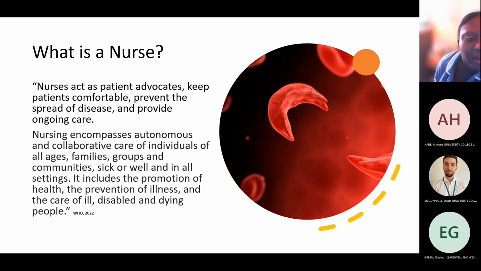So these 2 definitions from WHO, 2022 actually, very current, talk about what our daily practice should be as nurses. We're not just there to care for the patient. I mean, that's why we are nurses, but it also surpasses more than that. We're there as probably the last line of defense for our patients. So our role is very, very vital.